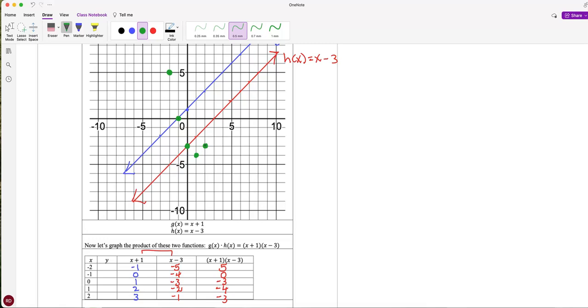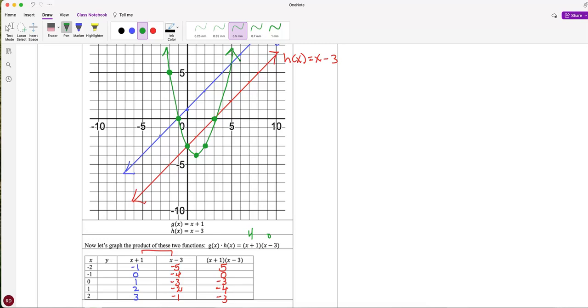If I plugged in a 3, this would be a 4 and that would be a 0. Multiplying, you would get 0. So I get a 0 right there. So what I see this function doing is something like this. So the green just represents I have multiplied two lines together.